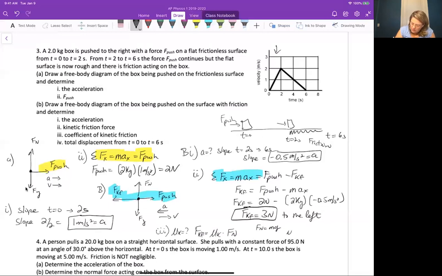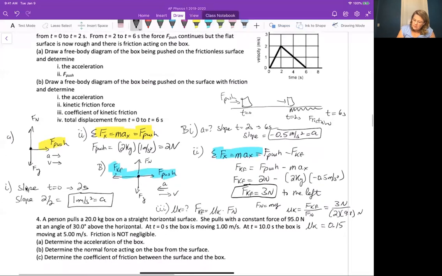So mu k is equal to the force of kinetic friction divided by force normal. And so that is going to be equal to 3 newtons divided by 2 times, I think I used 9.8. And that will be in newtons, and that will be equal to, where's my number? Yep, 0.15.